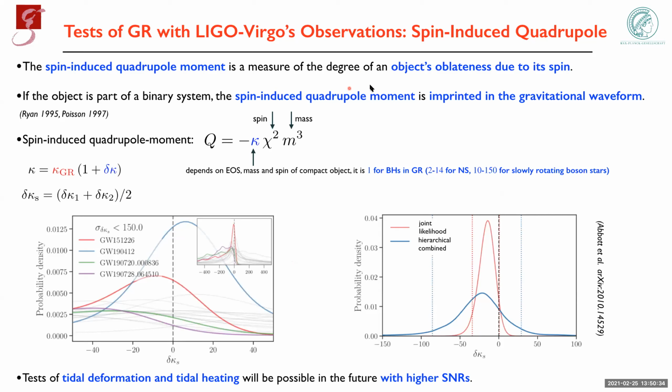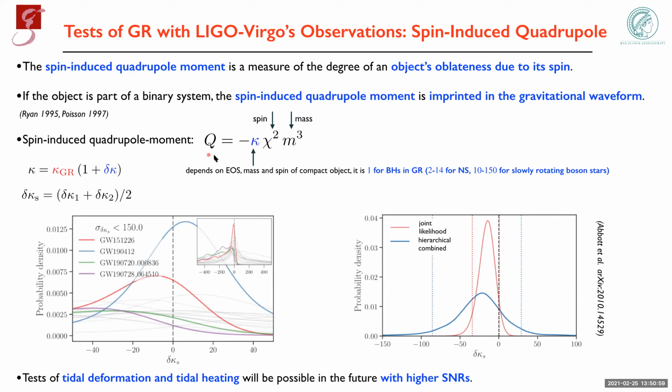Okay, the last test I want to talk about is the spin-induced quadrupole moment. This is a measure of the object's oblateness due to the spin. And if the dark object has this spin-induced quadrupole moment, it is imprinted, like many other effects, in the gravitational waveform. So in the expansion of the phase of the waveform I was showing you before, this is one of the terms that is there.